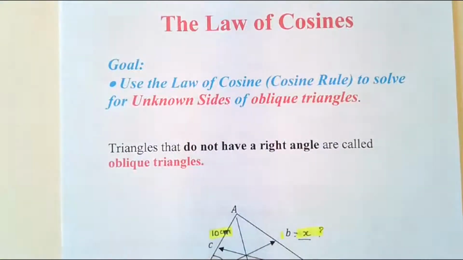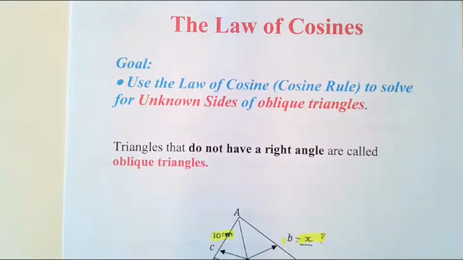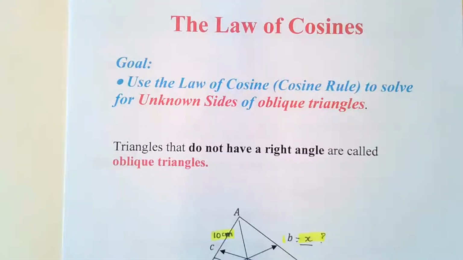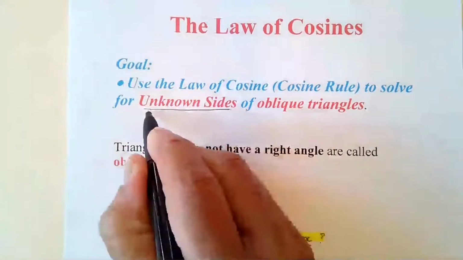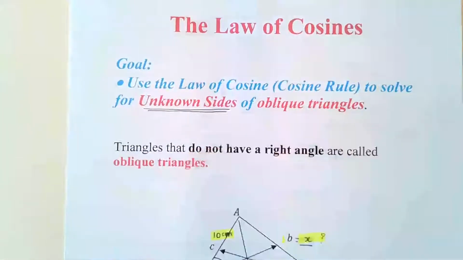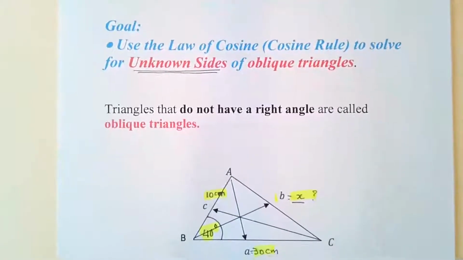Today we will look at the law of cosines. The goal is to use the law of cosines, known as the cosine rule, to solve for unknown sides of oblique triangles. So for this lesson, we're focusing on the unknown sides of oblique triangles. Let's recall oblique triangles do not have a right angle.